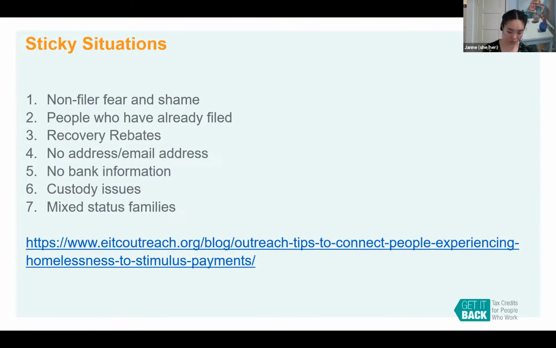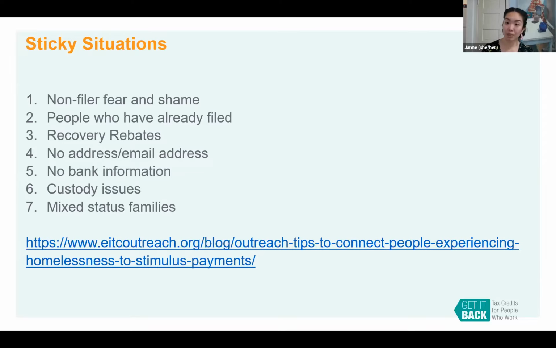So one thing that we have heard from folks, especially folks that are talking to Community Change, is that there's really a fear and shame around being a non-filer. So if you haven't filed taxes in many years, and we know that a lot of the folks that are still non-filers at this point are in this category, there's really a lot of fear around the IRS. And so making sure that you feel ready to reassure folks that it's going to be okay, that it is unlikely that anything bad will happen, because people are afraid of audits.